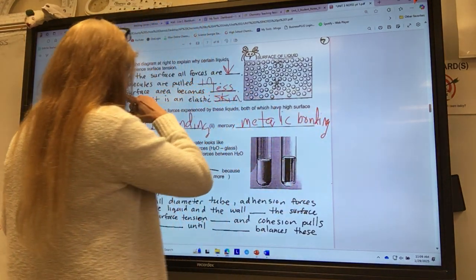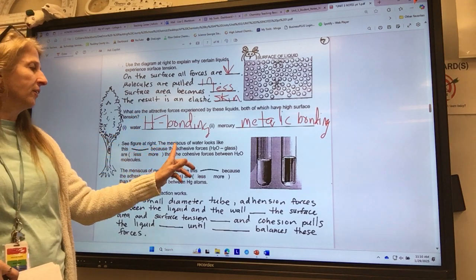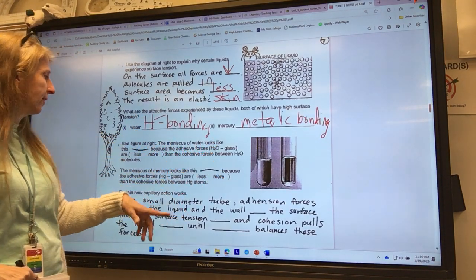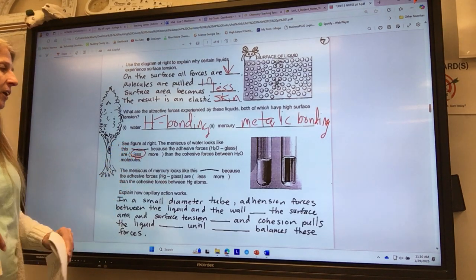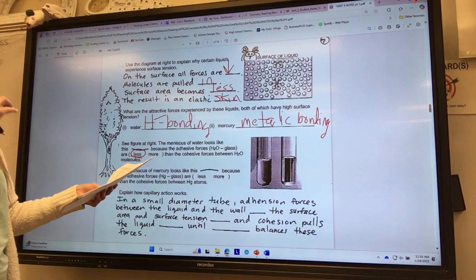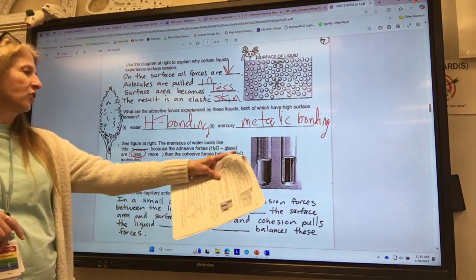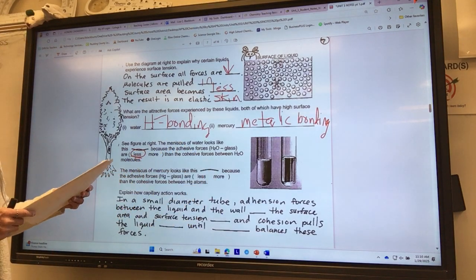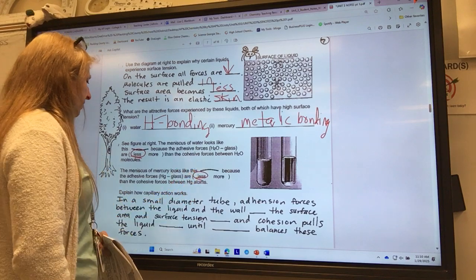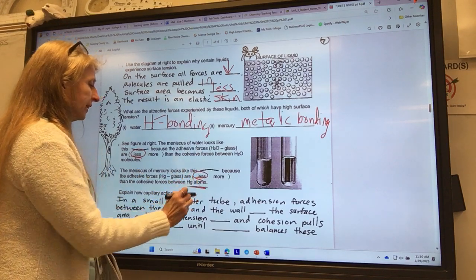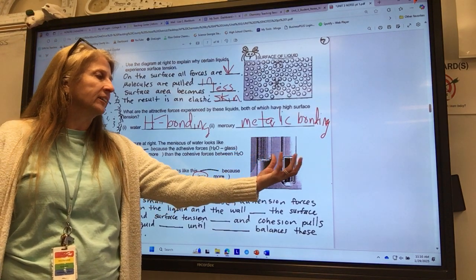Okay, and so what's the difference? See the figure on the right. The meniscus looks like that because the adhesive forces between the water and the glass are more than the cohesive forces between the water molecules, because that's just a force. It's not a real bond. The meniscus of the mercury looks like that because the adhesive forces are less than the cohesive forces between the mercury atoms. So this is more like a real bond, so they stick together harder.